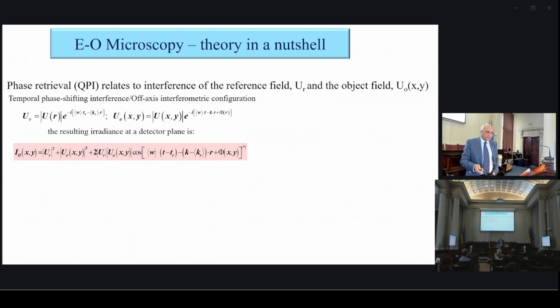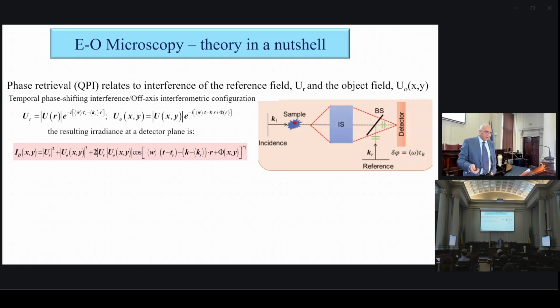Just a few equations for you to have the idea. What's the core of this information? Optics means interference between a reference and an object field. That's something everybody knows. This is what got published a couple of years ago.